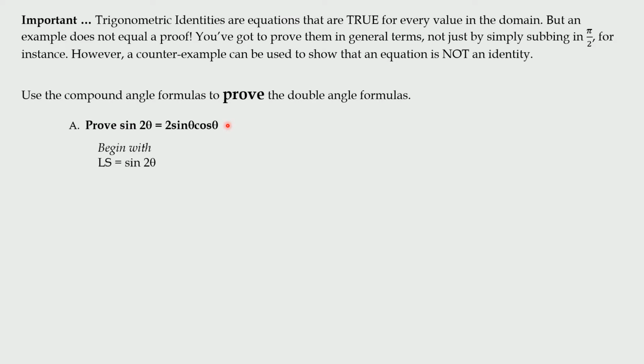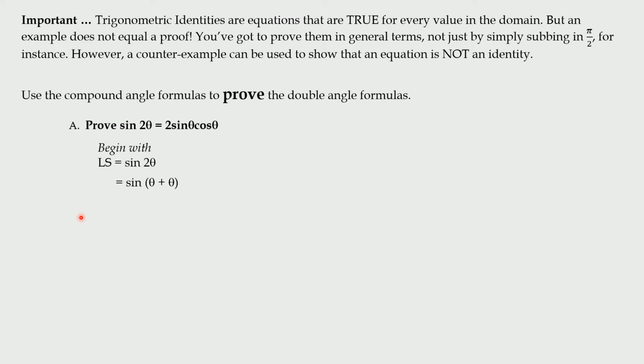So to prove it, let's look at the left side. The left side is just sine 2 theta. And I'm picking this because I can take that sine 2 theta and rewrite it as sine theta plus theta. That's the same as 2 theta. Now you can go back to your formula from our last lesson, the compound angle, and you're going to find the addition formula for sine, and you're going to write it all out and sub it all in there. So go ahead and do that. Press pause, go back to your compound angle formula, find the right one, and fill it in.